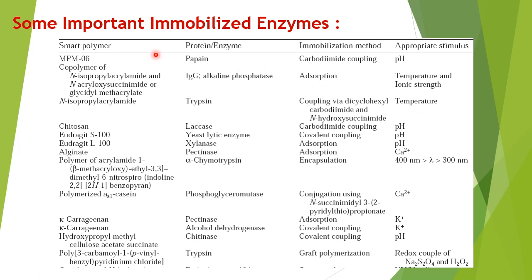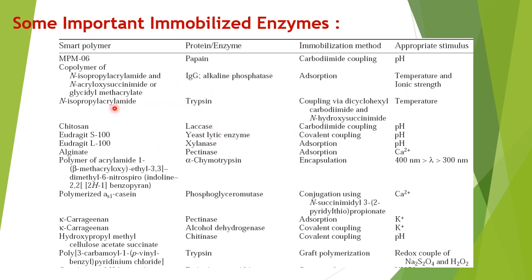So these are some important immobilized enzymes, and the method is also mentioned here by which they are being immobilized, and there is an appropriate stimulus, like how we will activate those enzymes. That factor is given here. Suppose for example we are taking this chitosan. Suppose this is the matrix, this is the enzyme we are trying to immobilize there. This is the immobilization method, and this is the stimulus, like how we will activate that enzyme again.